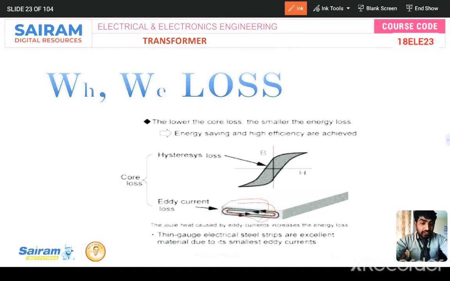And hysteresis loss, there is a retraction, like a heartbeat-like structure, as the flux flows from the primary to the secondary side. That is hysteresis loss. Both losses produce some amount of heat. If heat is present, definitely we can call it a loss, right?